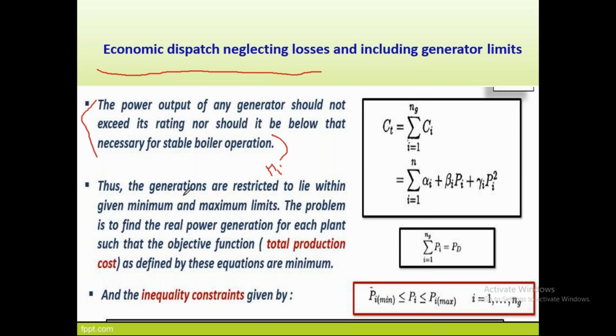Now, the generations are restricted to lie between the minimum and maximum limits. The problem is to find the real power for each plant. After finding this value, you have to check whether it is within the limits or not, by checking against the minimum and maximum values. This equation is the total cost equation, and this is the power demand equation. What we proceeded with in the last derivation, we have to proceed with here also.